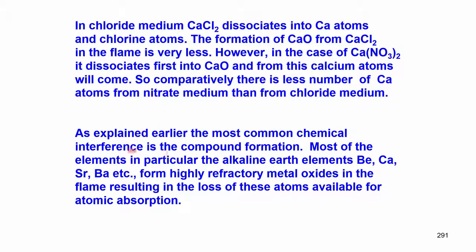So, the most common chemical interference is compound formation. So, most of the elements, in particular alkaline earth elements, what are they? Beryllium, calcium, strontium, barium, etc. They form highly refractory metal oxides in the flame, resulting in the loss of these atoms. If they form oxides, there is loss of free atoms, that is understood.